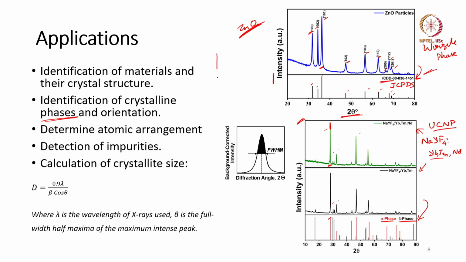Another example: if you have a polymer, polymers are a mixture of amorphous and crystalline materials. Mostly polymers are amorphous in nature. In the case of an amorphous material, you have something like this.